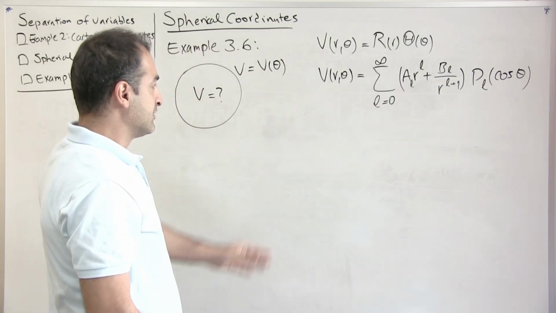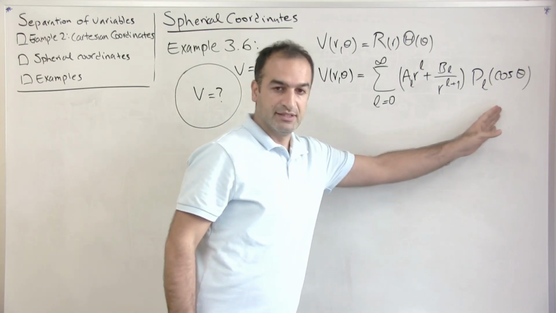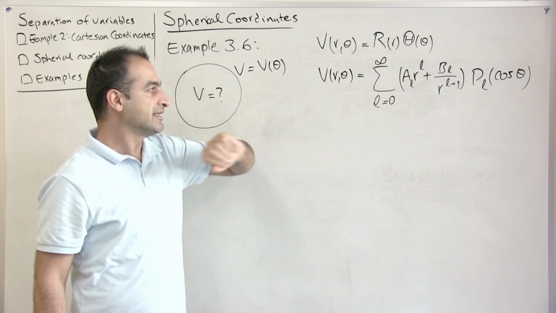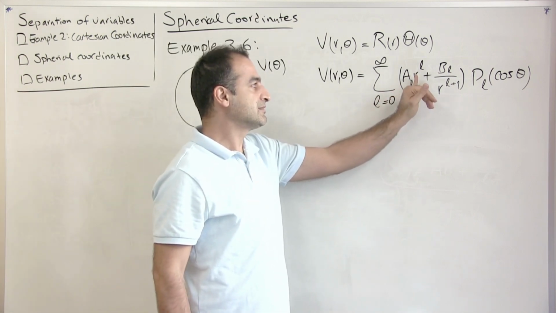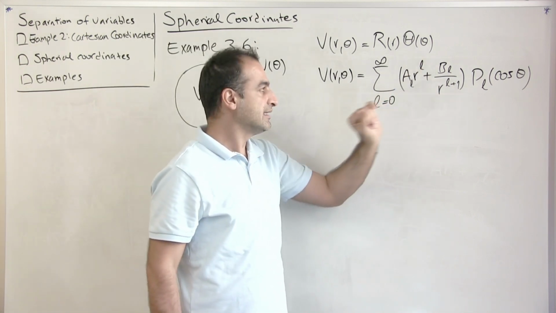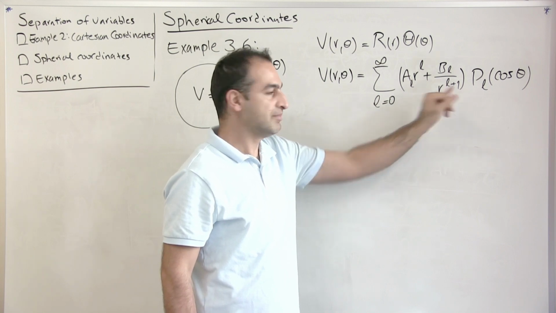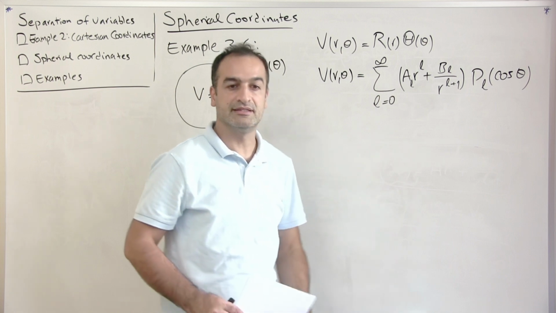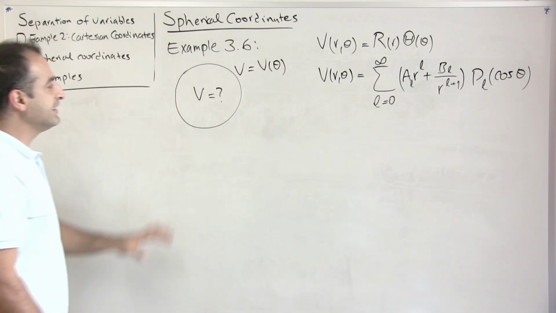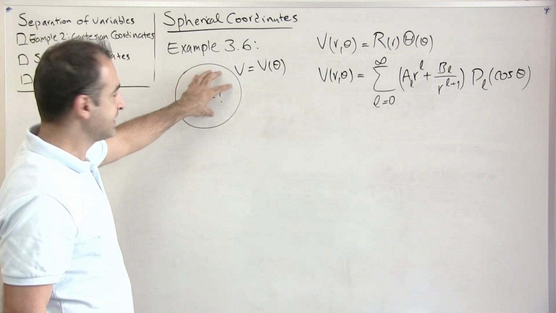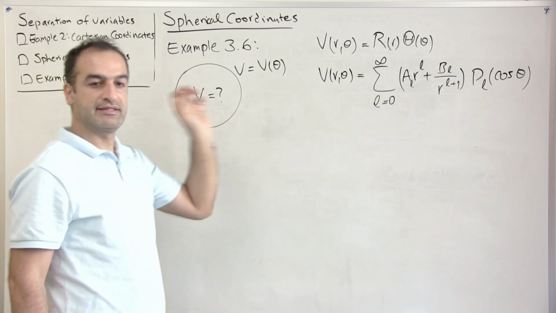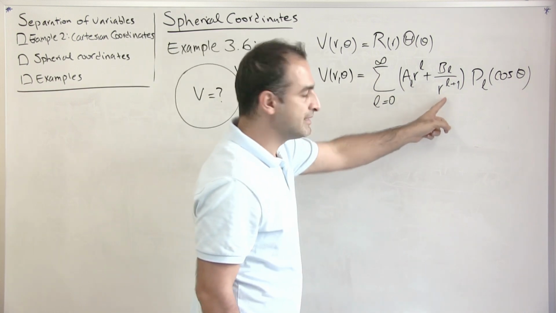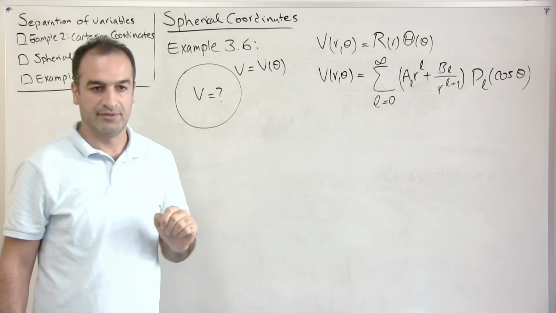Okay, so now if you look at the shape of this, there's something very special. The R function has two terms. One of them is in terms of R to the power of L, and the other one is R to the power of L plus 1, in the denominator. For the second term, R is in the denominator. So if you are dealing with geometries where R equals 0, the center of the coordinates, is included, the second term is going to blow up when R becomes 0.